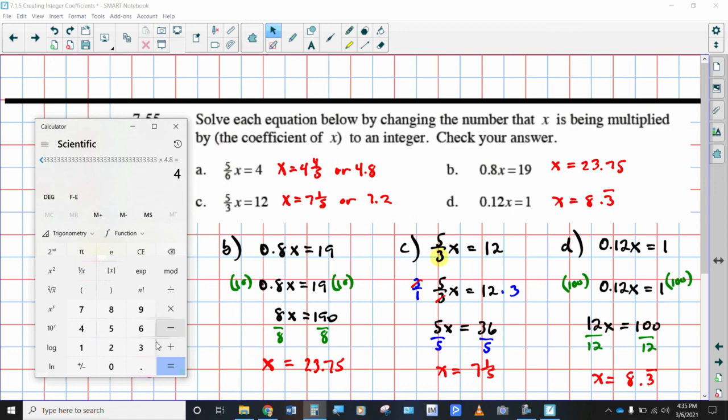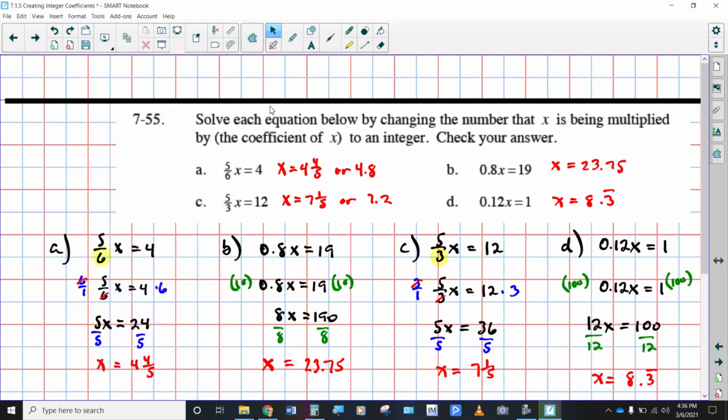This one, we're going to take 0.8 times 23.75. Does that give you 19? Yes, it does. That's what we wanted. In this situation, we have to take 5 divided by 3 to convert that to a decimal, then multiply it times 7.2. That should give us 12 for an answer. Yes, it does. And in this case, we're going to take 8.3 repeated, and just keep pushing that button as long as we possibly can. Then multiply that times 0.12, and that should give us 1 for an answer, and it does. So everything checks out. We are good to go.